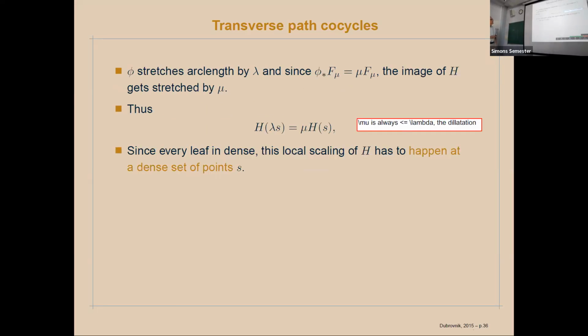Well, the pseudo-Anosov map stretches transverse things by lambda with respect to the measure, which we can assume is arc length. So if we act by the map, then two things are happening. On one hand, the arc cocycle is expanding by mu, but the distance on the manifold expands by lambda.